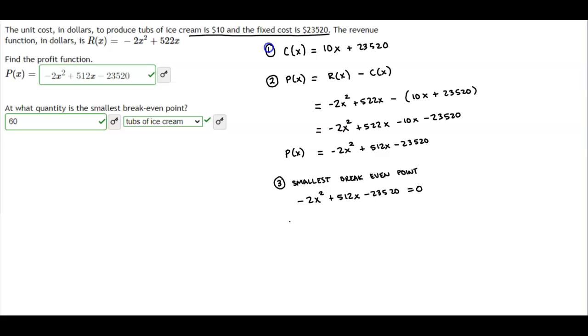Well, the first thing we can do is factor out a negative 2. If we factor out a negative 2, we have x squared minus 256x plus 11,760, and that's equal to 0. So if we divide both sides by negative 2, what we have left now is x squared minus 256x plus 11,760, which is equal to 0.